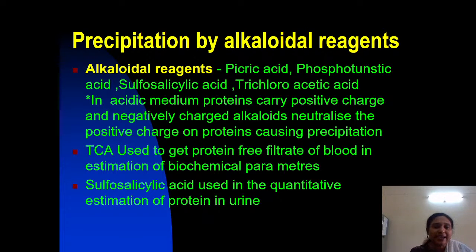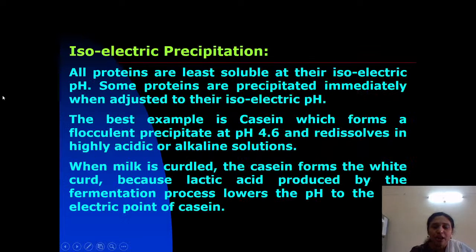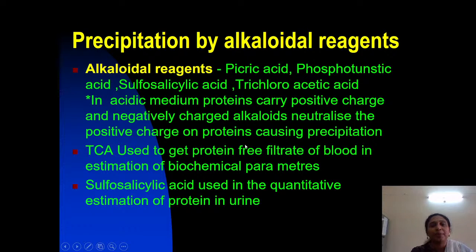Example here, TCA, trichloroacetic acid, is used as one of the precipitating agents in the preparation of the protein-free filtrate when you estimate biochemical parameters. I already mentioned in the previous slide that in the estimation of a few biochemical parameters, proteins need to be separated prior to the estimation, as the proteins interfere with the estimation. So how are the proteins removed from the biological fluids? By using the reagent TCA. TCA stands for trichloroacetic acid.